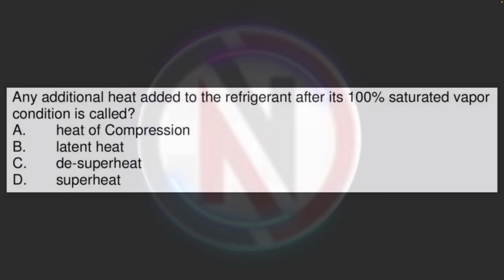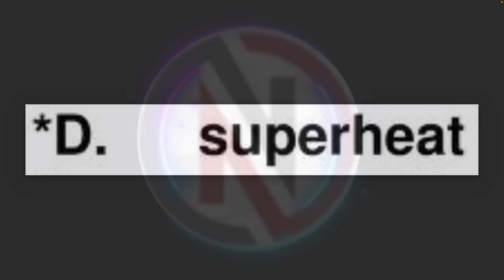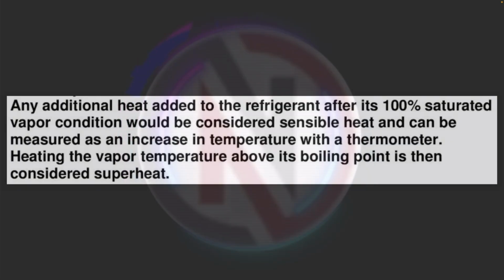Any additional heat added to the refrigerant after its 100% saturated vapor condition is called: A. Heat of compression. B. Latent heat. C. To superheat. D. Superheat. D, superheat. Any additional heat added to the refrigerant after its 100% saturated vapor condition would be considered sensible heat, and can be measured as an increase in temperature with a thermometer. Heating the vapor temperature above its boiling point is then considered superheat.